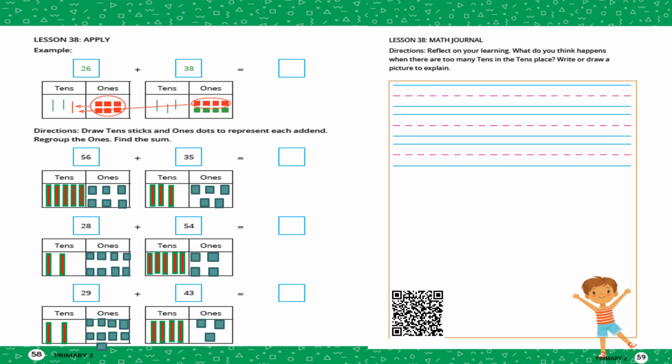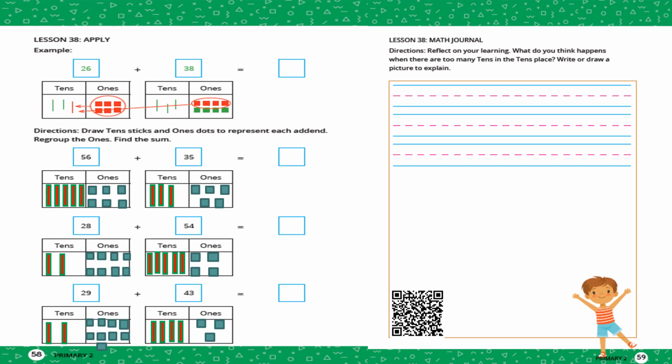Let's move to lesson 38. First example, 26 plus 38. How many sticks do we have in 26? Yes, 2 sticks. How many small squares? 6 small squares. How many sticks do we have in 38? 3 sticks. How many small squares? 8 small squares.